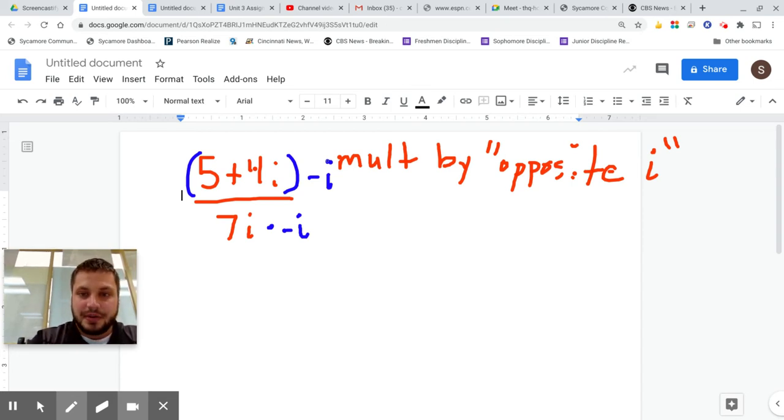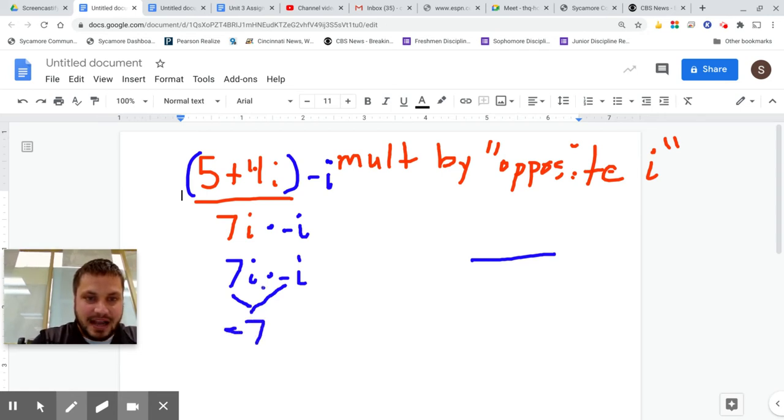Now, here's going to be my answer. Let's work on the bottom. 7i times negative i. 7 times negative 1, the negative counts as a negative 1, is negative 7. i times i is negative 1. Negative 7 times negative 1 is positive 7. So look what I did. I turned it into a positive number. That's helpful, and the i is gone.